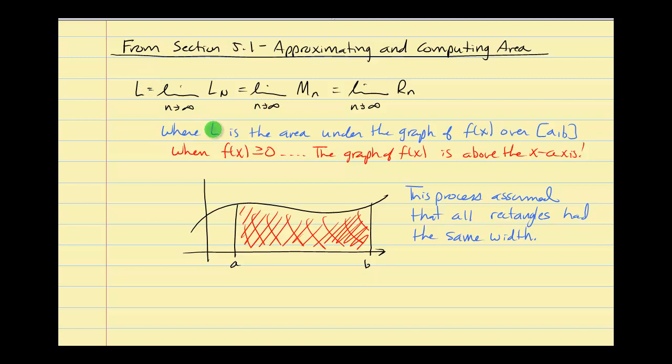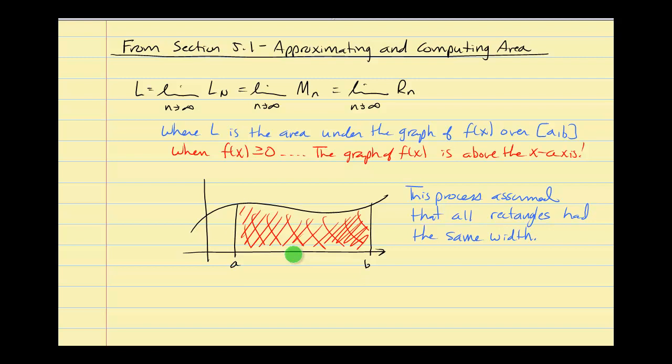Well, this only works if this value of L represents the area underneath the graph when the graph is above the x-axis. If the graph is below the x-axis, then this is not true area. So that's something we need to keep in mind. Again, this only works if the entire graph of f of x is above the x-axis. Now this process assumed that we had all rectangles of equal width. So we couldn't have one rectangle of a width of a half and another of a width of 4. We assumed all rectangles would have the same width.